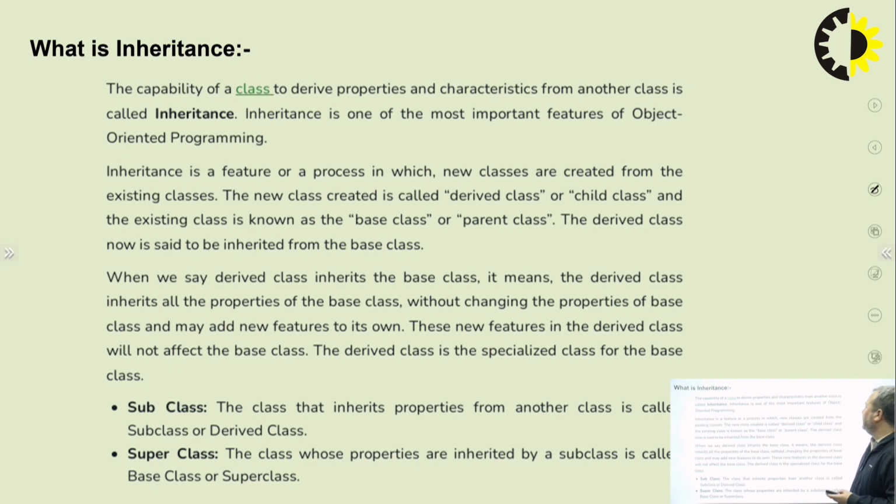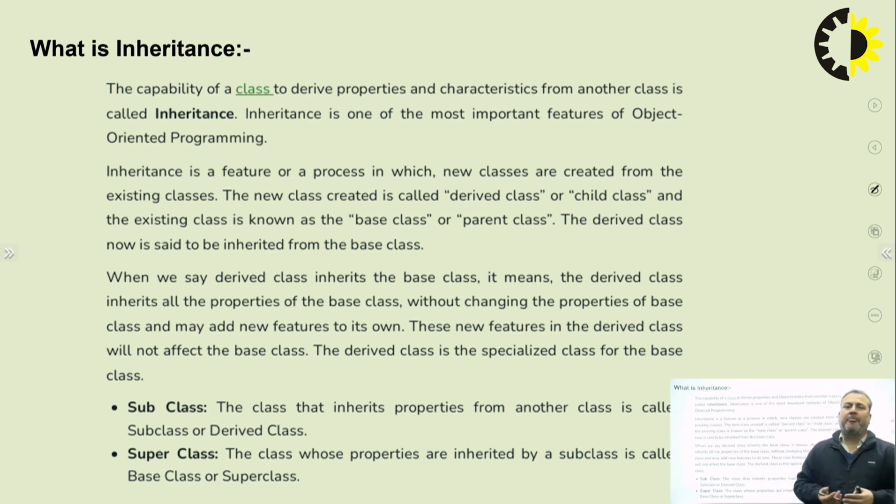The new class created is called a derived class, or you can say child class, okay? The existing class is known as the base class or parent class. The derived class is now said to be inherited from the base class. Suppose we have a class containing what? Data and functions, okay. So the functions operate on the data. So if there is a class, say it is the base class, now we are going to create a derived class. So the derived class is going to inherit the properties of the base class.